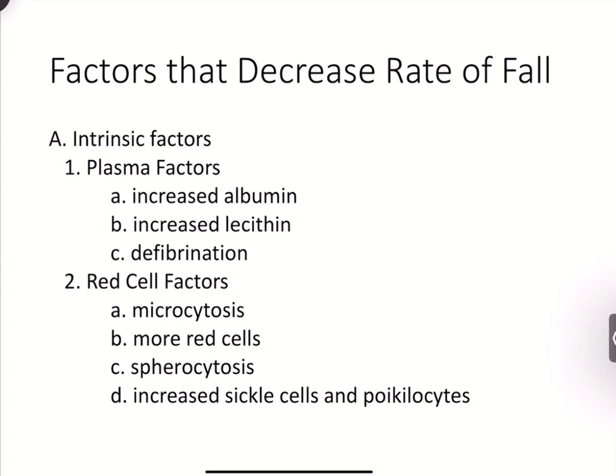Then you have red cell factors like microcytosis, increased RBC count, spherocytosis, and variation in the shape of your cells, like sickle cells and poikilocytes.